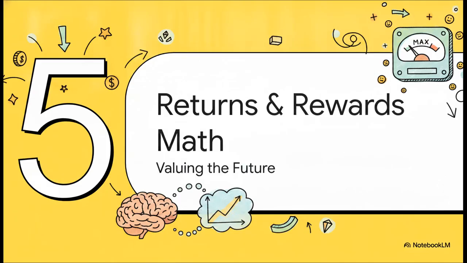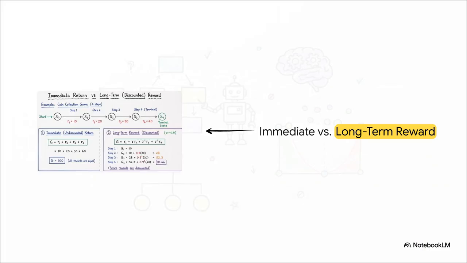Next up, Section 5, Returns and Rewards Math, Valuing the Future. When we talk about an immediate or undiscounted reward, you literally just add up the rewards from every step. Simple enough, right? 10 plus 20 plus 30 plus 40 equals 100. But here's the thing. In RL, we usually care a lot more about immediate rewards than we do about distant ones. Why? Because the future is uncertain.